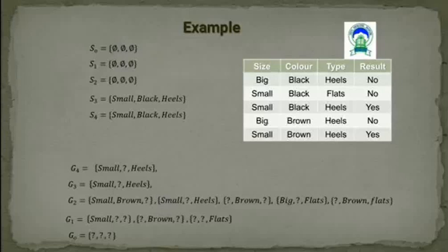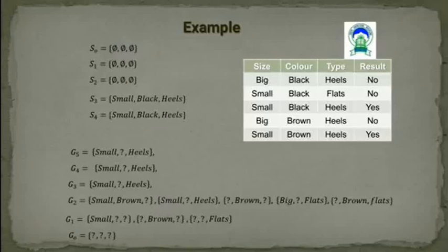Now let's get to the fifth case, which is yes as a result. So when we are getting yes as the result, we have to start with the general hypothesis first. So G5 will become what? Small match, question mark brown match, hills and hills match. So just rewrite that. Okay, now the S4 to S5.